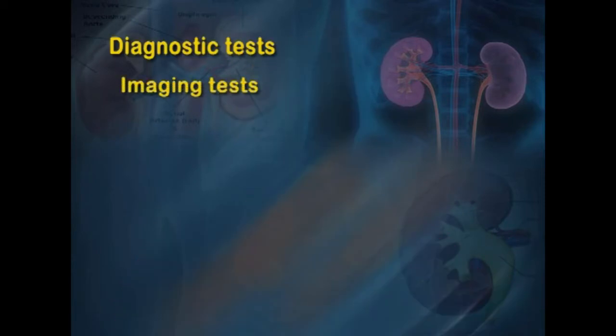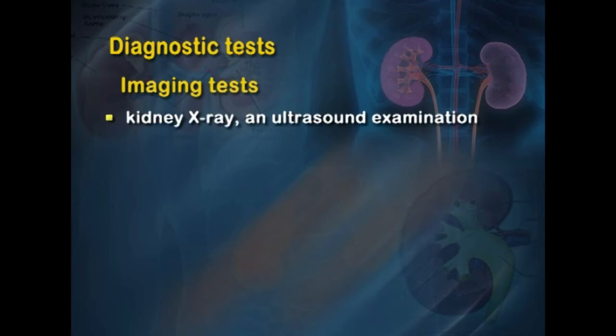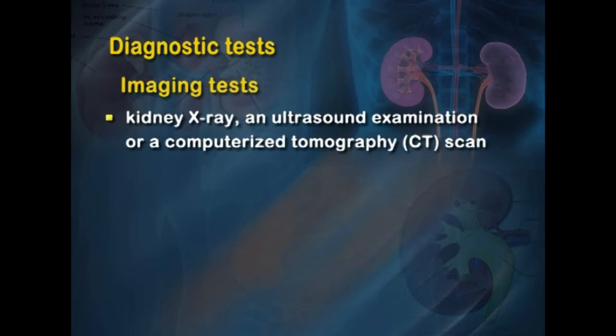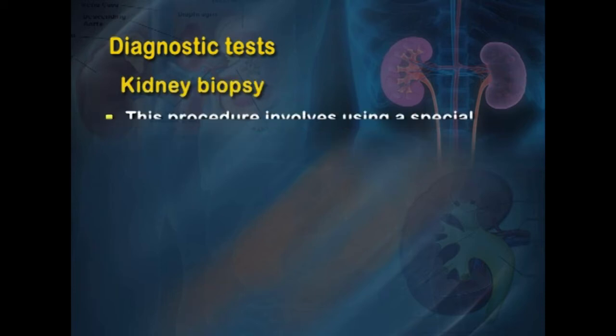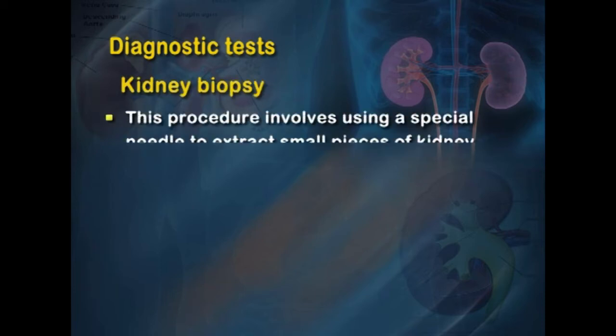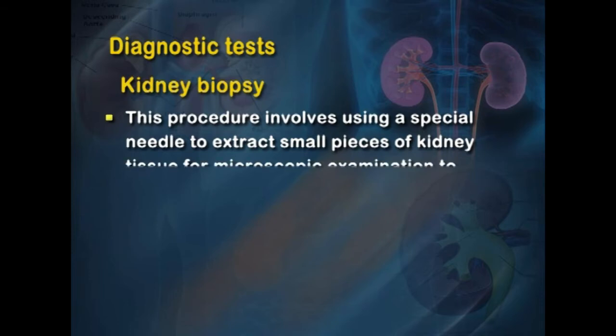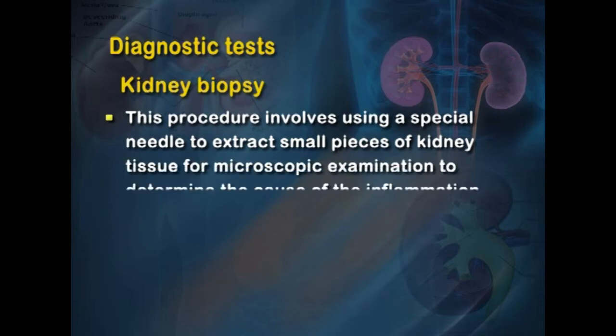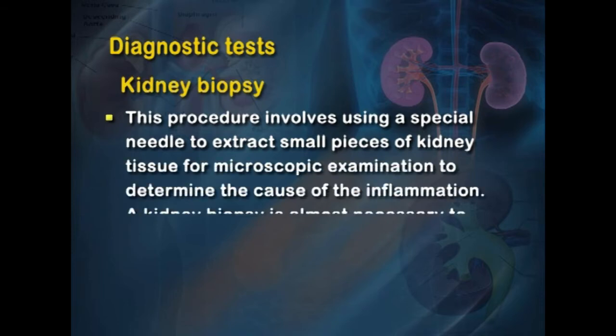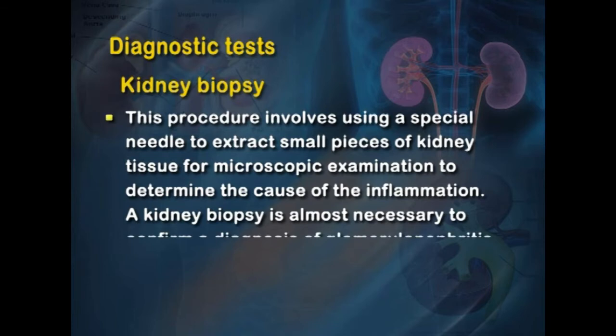Then imaging tests can also be done: the kidney X-ray, an ultrasound or sonography as it is popularly known, or a CT, the computerized tomography. Even a kidney biopsy can be done. This is a procedure which involves a special needle to extract a very small piece of kidney tissue for microscopic examination to determine the exact cause of inflammation. A kidney biopsy is almost always necessary to confirm the diagnosis of glomerulonephritis.